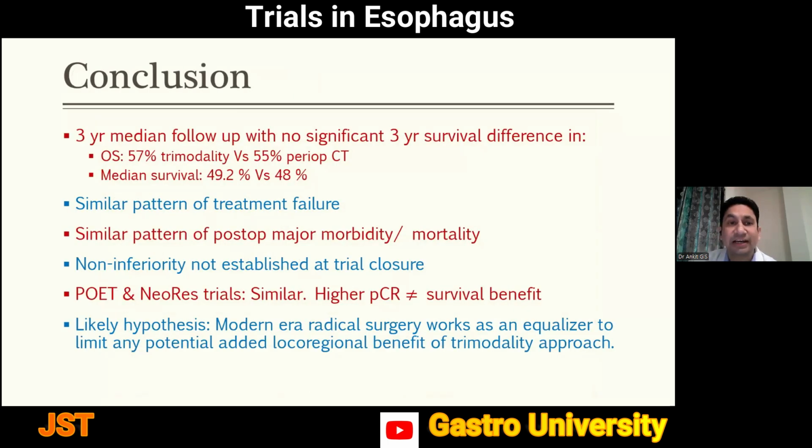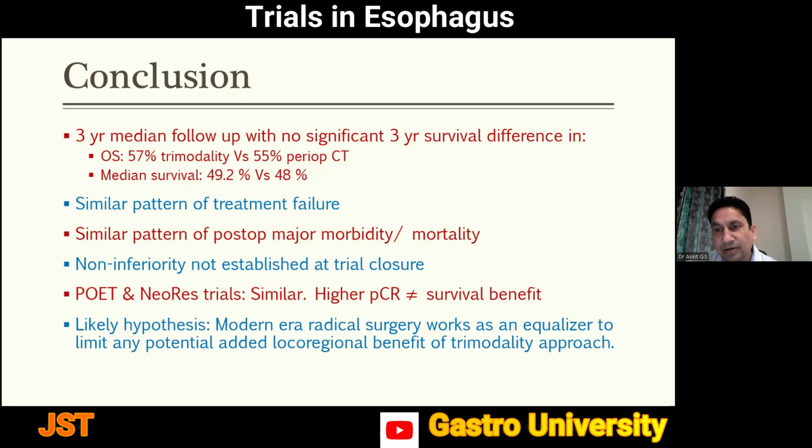So to conclude, this trial showed that at 3-year median follow-up there was no significant 3-year overall survival difference. It was 57% in trimodality versus 55% in periop chemotherapy. And the median survival was 49.2 months versus 48 months at the closure of trial. Both these regimens had a similar pattern of treatment failure, post-op major morbidity, and mortality, and non-inferiority was not established at trial closure. Two more trials were done after this, which are POET and NEORES trials, which had similar results, showing that higher pathological complete response did not actually translate into survival benefit.